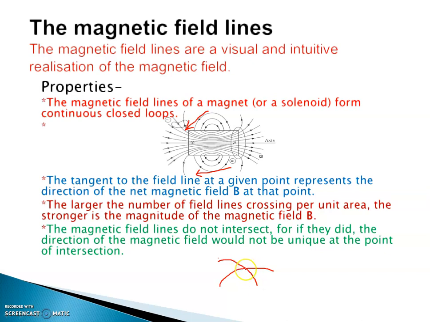So you can draw two tangents at the point of intersection which will represent two directions of magnetic field, like this. There are two directions of magnetic field at a single point. Now it can't be possible because at a point there cannot be more than one direction of magnetic field. So this is the reason why magnetic field lines do not intersect each other.